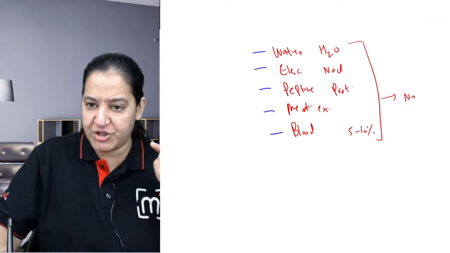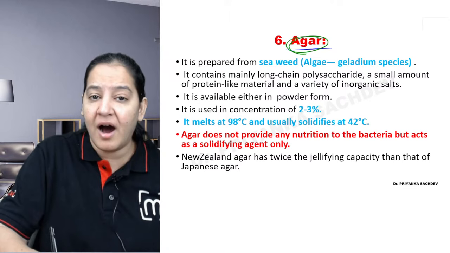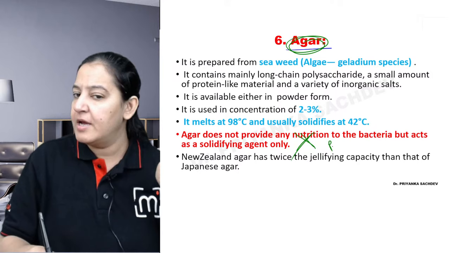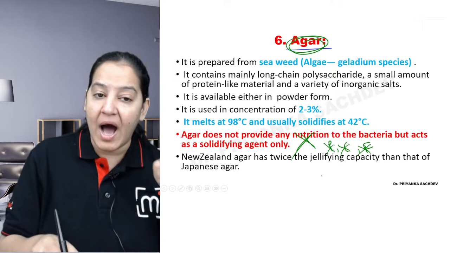For example, this provides H2O, this provides NaCl. So they are providing some nutrition. But the last one, agar, doesn't provide any nutrition. Agar doesn't have protein, carbohydrate, or fats, or any nutritive value. Then you should ask me, ma'am, why is agar added in the nutrient media? So the answer is to solidify it.